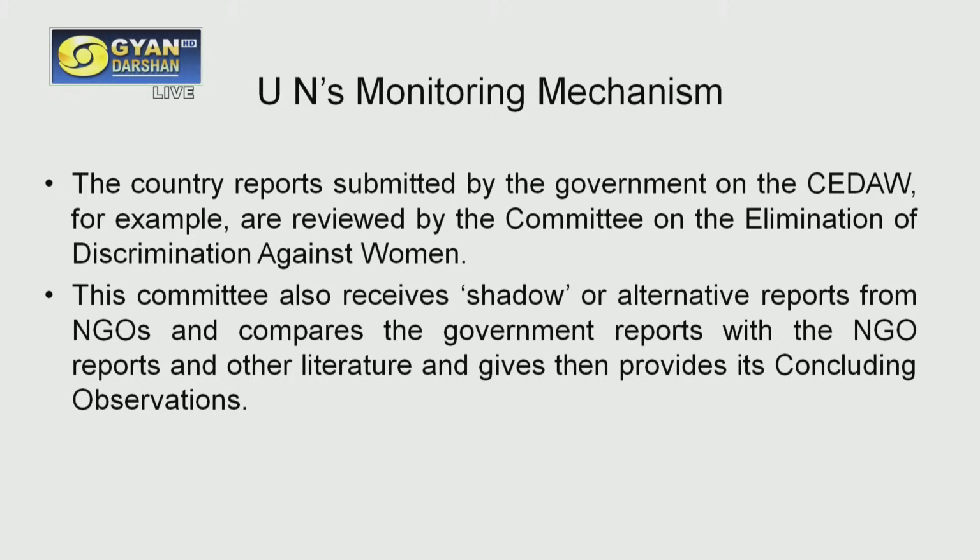Apart from the government report, the UN agency also receives shadow or alternative reports from NGOs, compares the government reports with the NGO reports and other literature, and provides certain concluding observations. Based on this UN observation, the particular country could improve and make necessary laws, policies and programs to address gender equality.